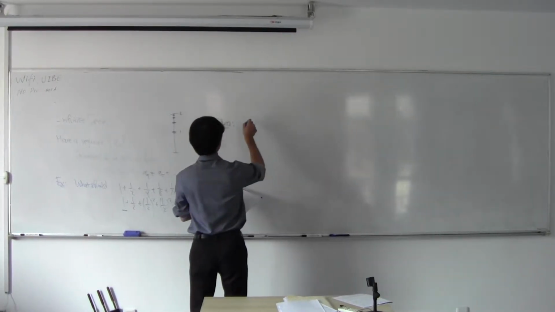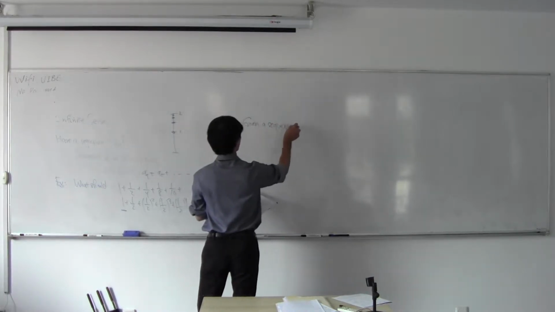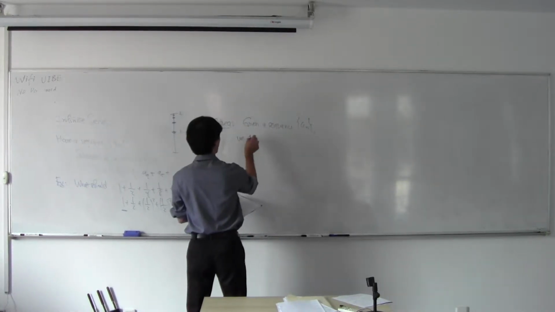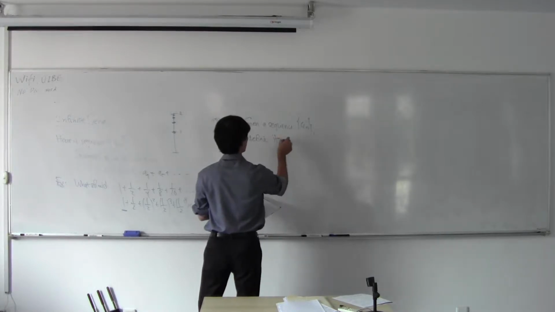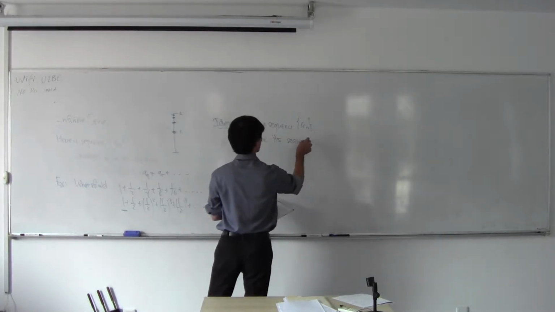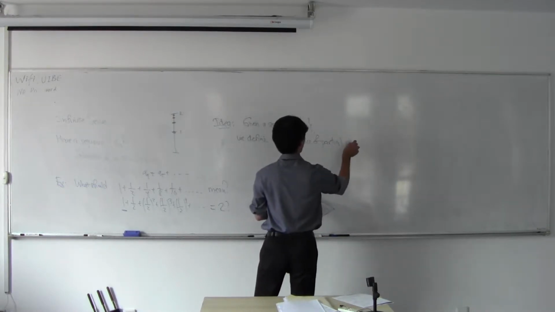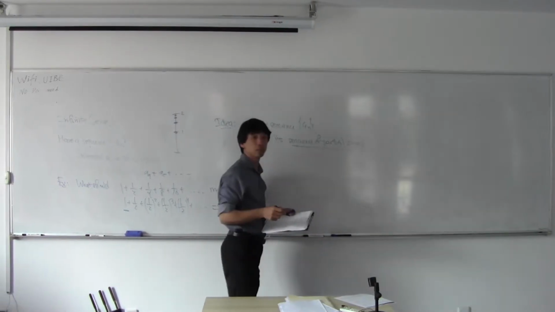Okay. So given a sequence a sub n, we define something called the sequence of partial sums. Okay, it's the sequence of partial sums.